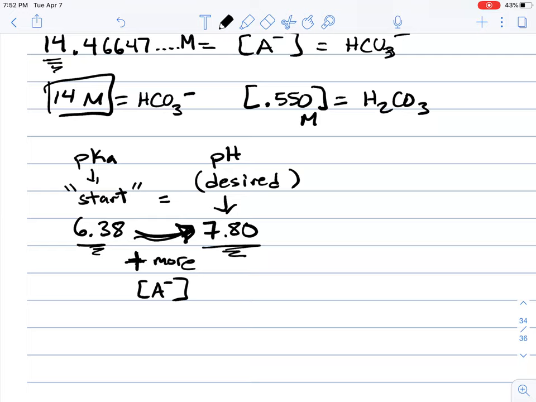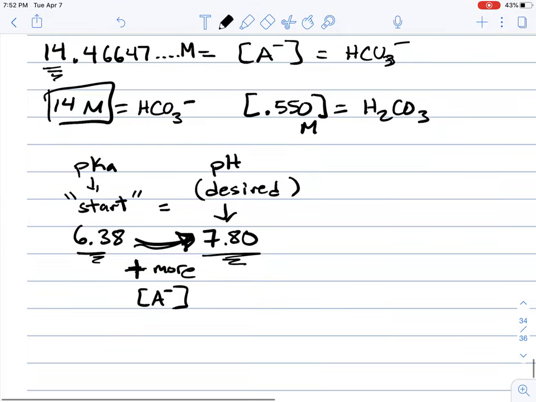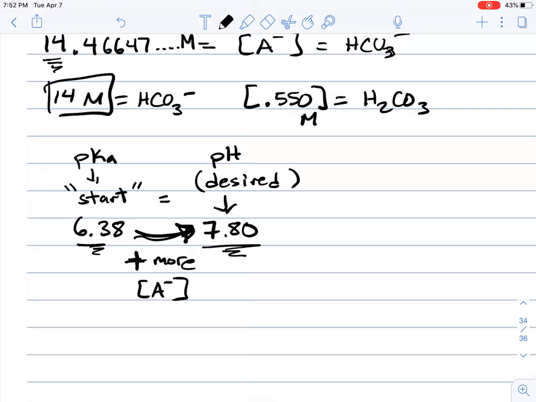Okay, so hopefully that gets your mind thinking of how pKa is related to pH and the actual reaction between acids and base, right? Or at least the pH scale. And so if we're increasing the pH value, then that means we need to add more of the base. If it was reversed, if our pKa is 7.8 and if our pH is 6.38, then that means that we need more of the weak acid than the conjugate base to get it to that desired pH.